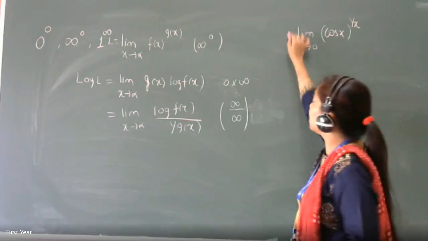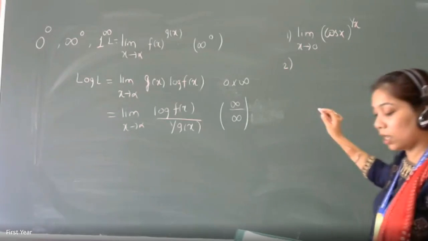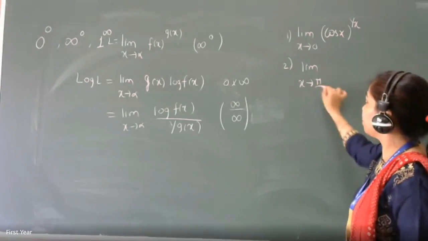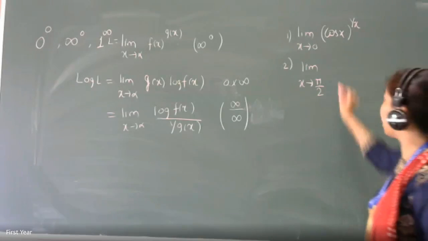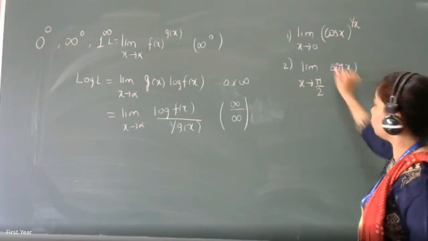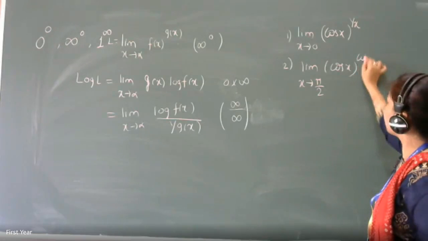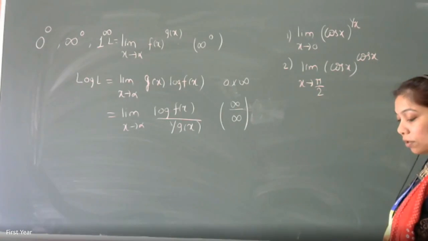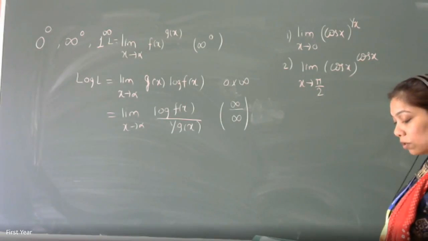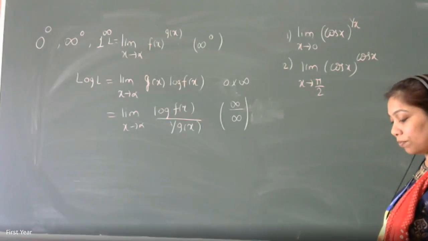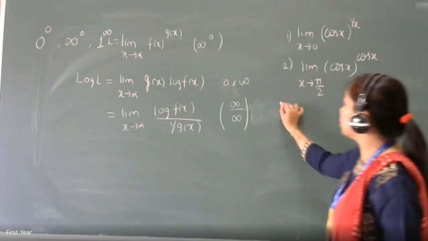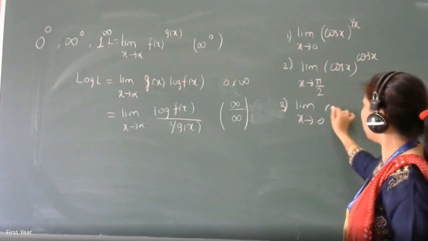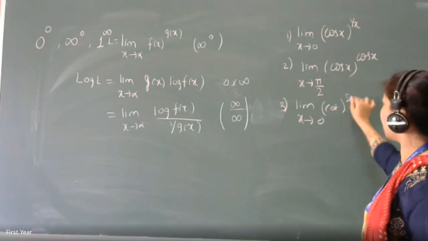I'll write down all the examples where you see that form. Second is limit as x goes to pi by 2, cos x raised to cos x. Then third is limit as x goes to 0, cot x raised to sin x.